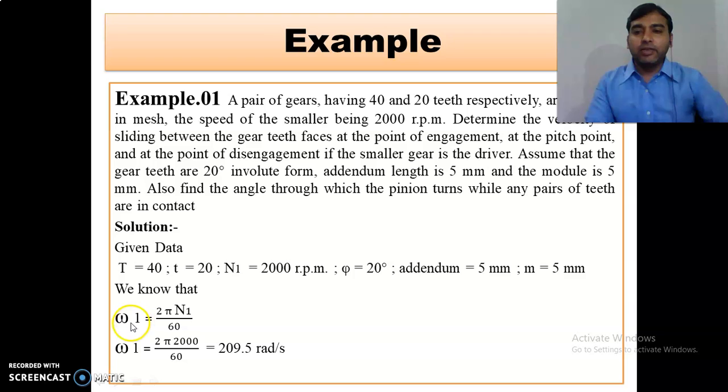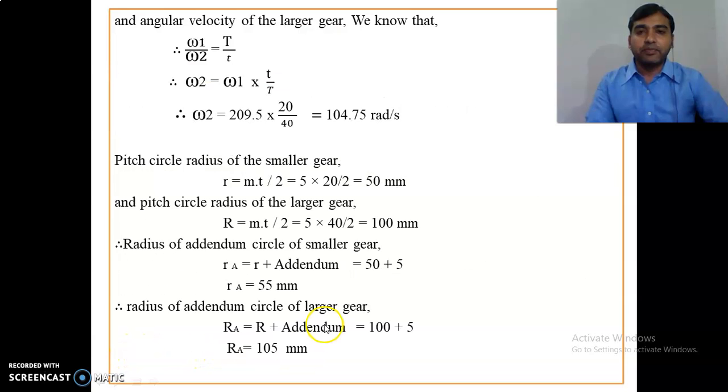We know that angular velocity omega is equal to 2 pi N upon 60. So regarding this, omega 1, the angular velocity of the pinion, is equal to 2 pi N1 upon 60. Put the value of N1 2000: 2 pi into 2000 upon 60. The value of omega 1 is 209.5 radian per second.